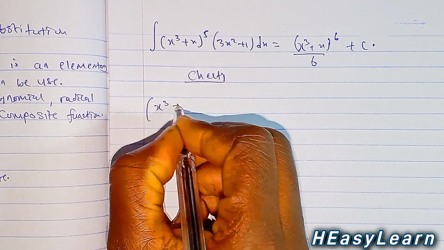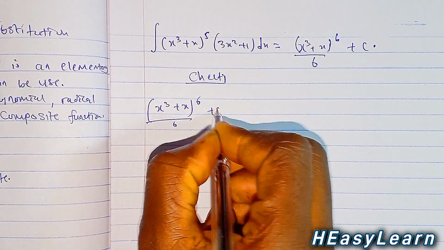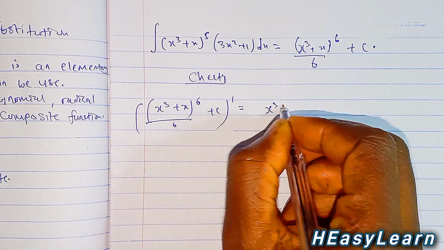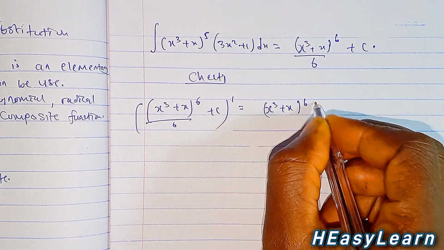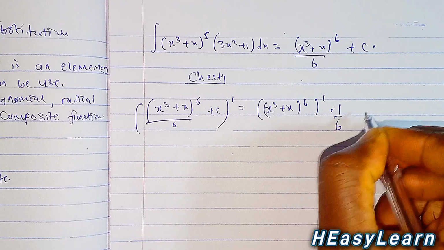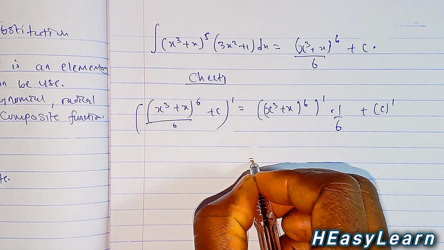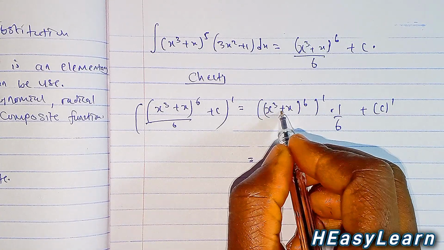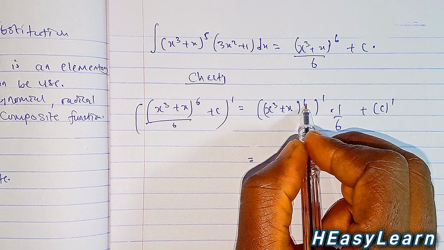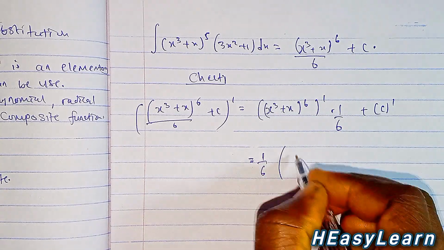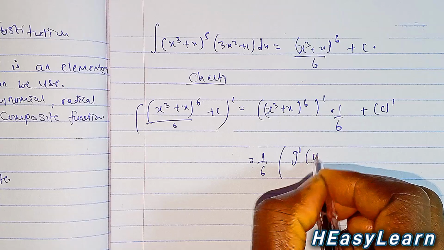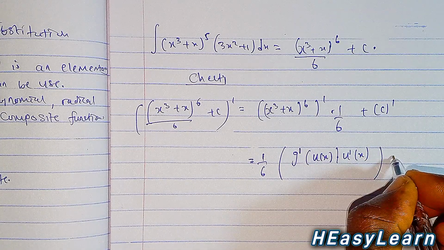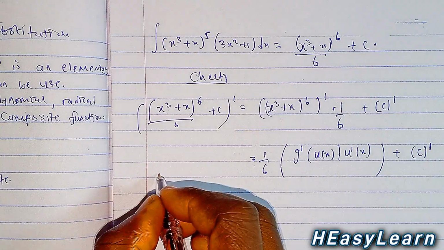Now, what is going to be the derivative of the function we just integrated? X cubed plus x to the power of 6, multiplied by 1 over 6, plus the constant. What is this? It is a composite function, a polynomial to the power of 6. To use the chain rule to differentiate, this is the same thing as g prime of u of x multiplied by the derivative of u of x, plus the constant differentiation.